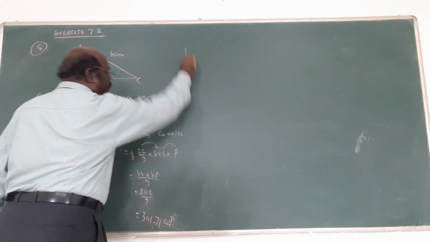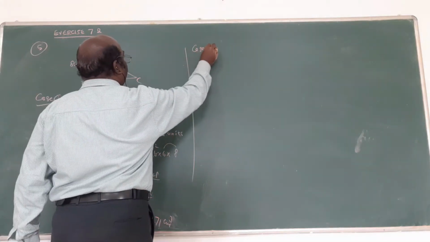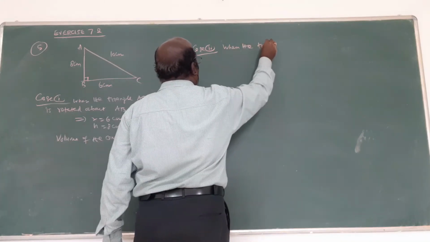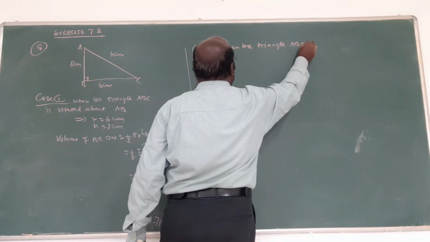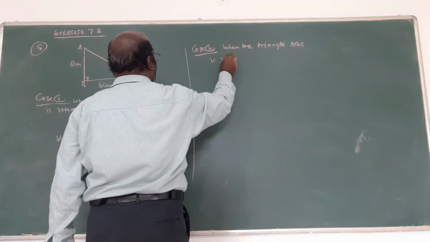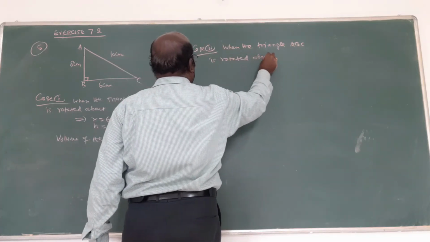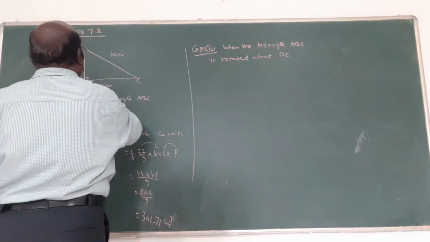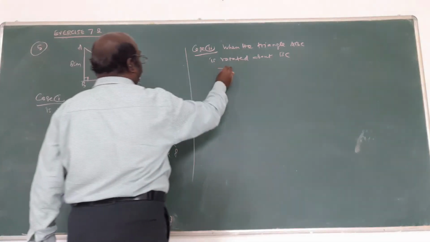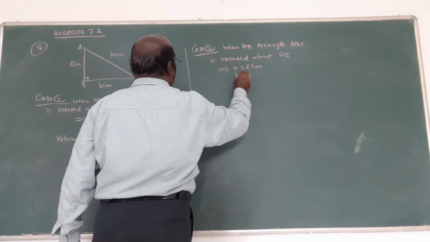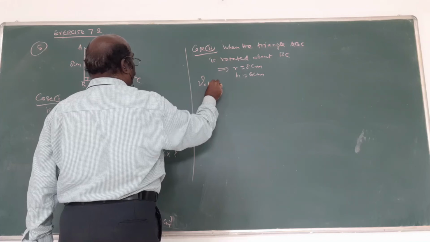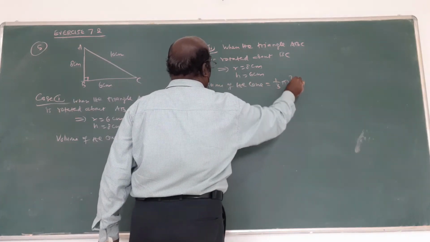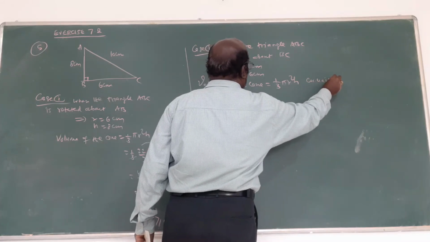Case 2, the same thing. When the triangle ABC is rotated about BC, this is the base actually. R equals 8 centimeter, H equals 6 centimeter. Now the volume of the cone. What is the formula? 1 by 3 pi r square h. Now substitute.